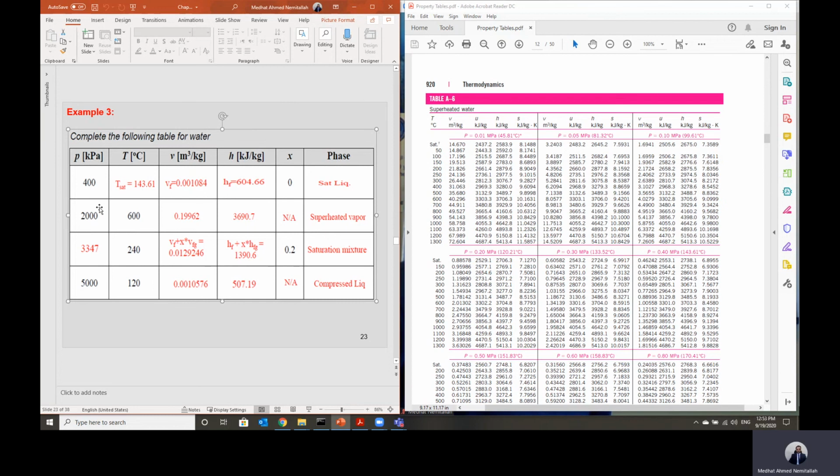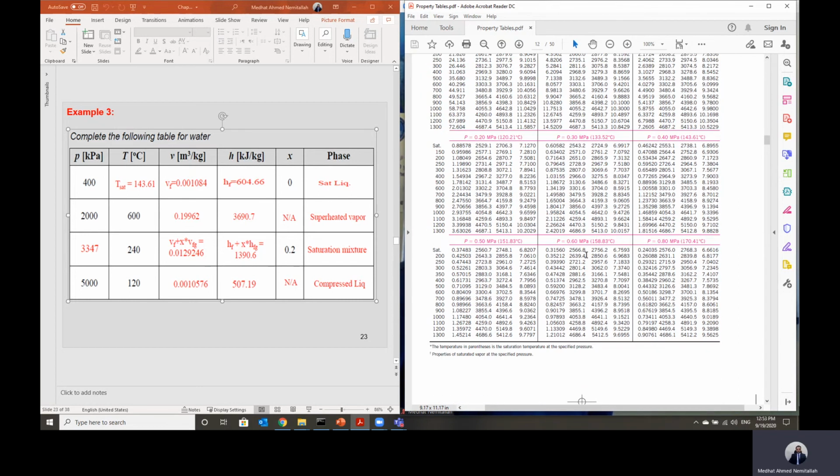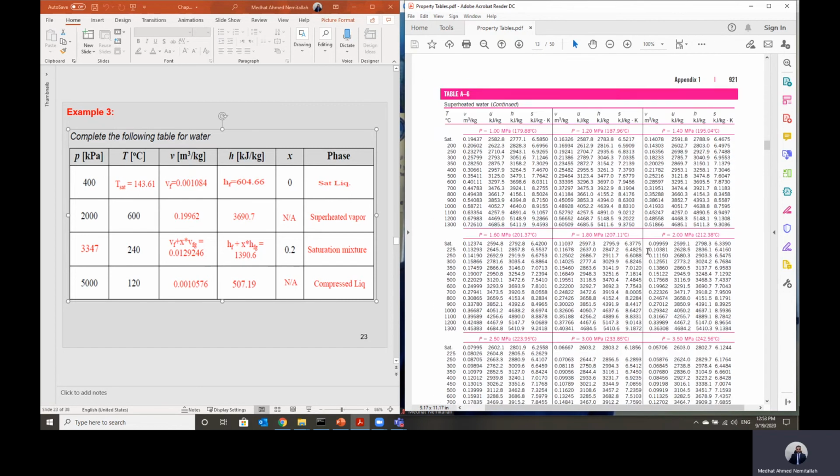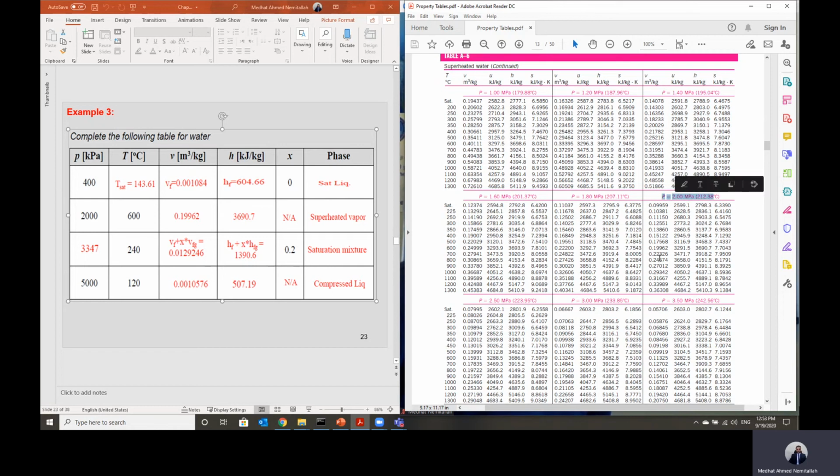So this is table A6 at pressure equal to 2000 kilopascal. Pressure here is given in megapascal. So to convert from kilopascal to megapascal, I have to divide by 1000. So 2000 kilopascal will equal 2 megapascal. So let's look here for the pressure. In table A6, pressure is equal to 2 megapascal here. This is the pressure table. And temperature is equal to 600 degrees C. Then I will go here. Then I can read the properties from the table. I can read the specific volume, 1.19962. And also I can read the internal energy, the enthalpy and the entropy in this case.